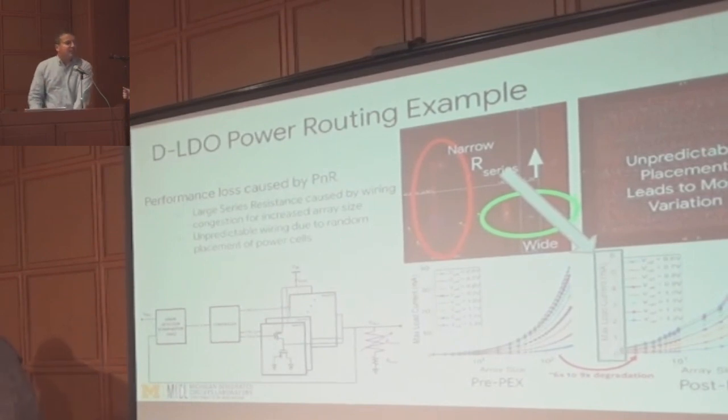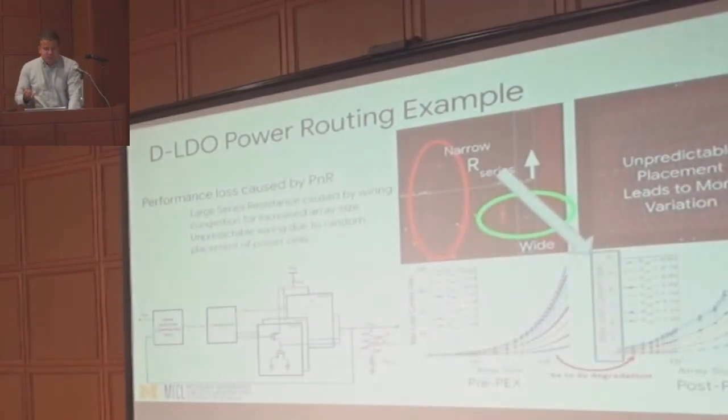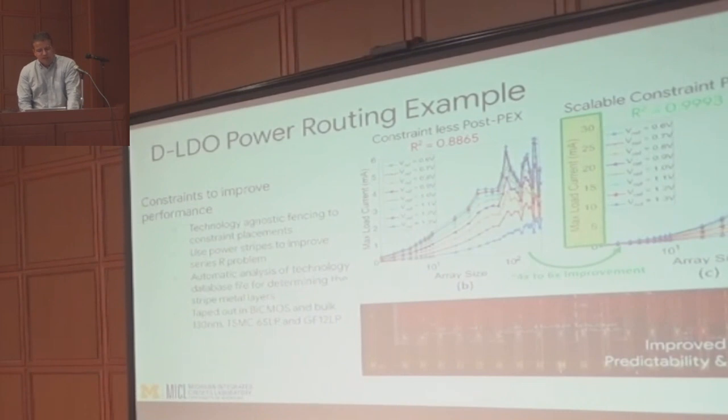is using predictable placement. If you look at the pre-parasitic netlist, we have a smooth curve that looks very nice. But then if you go to post-parasitic extraction and you run the simulation, you end up with a lot of variations in the load current. So this isn't a really great design. So how do we resolve that, right?